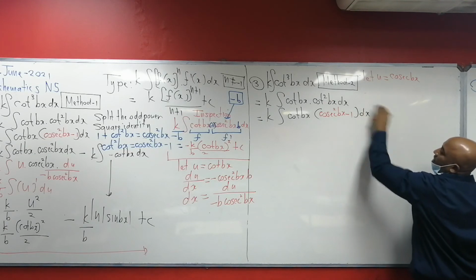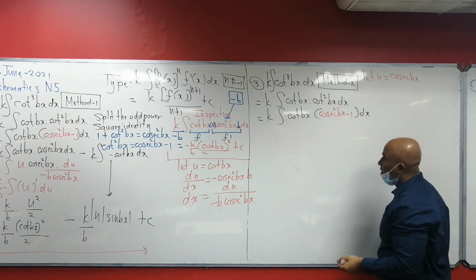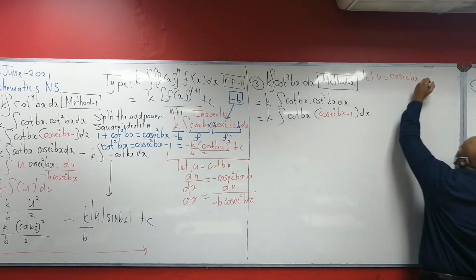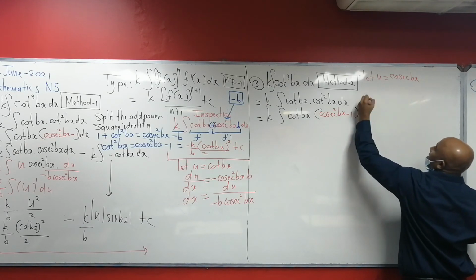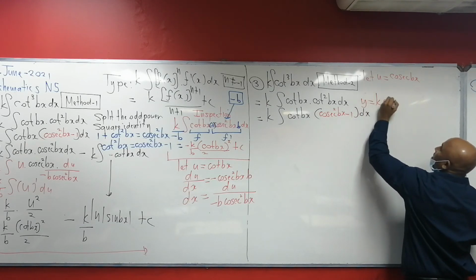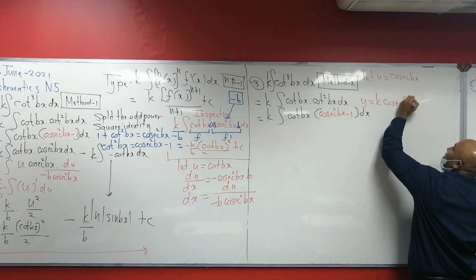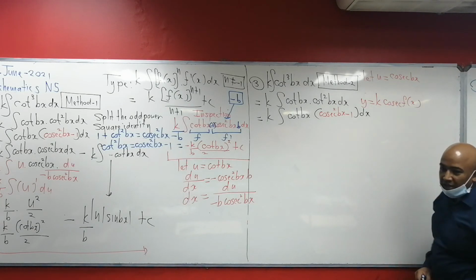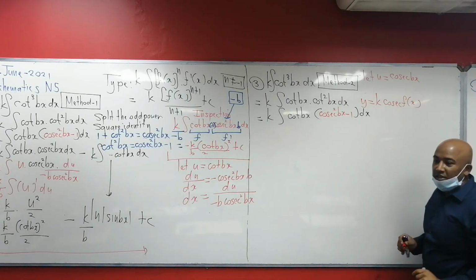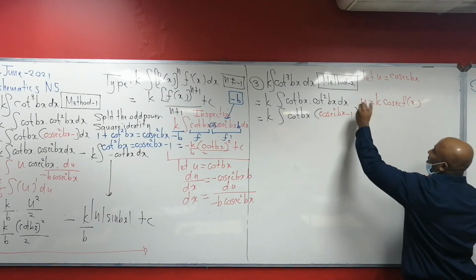Oh, let's write it down here. The formula first, okay, properly. If you have y is equal to k cosec f of x. Alright, let's do it like how we did it in chapter 2 or chapter 1.